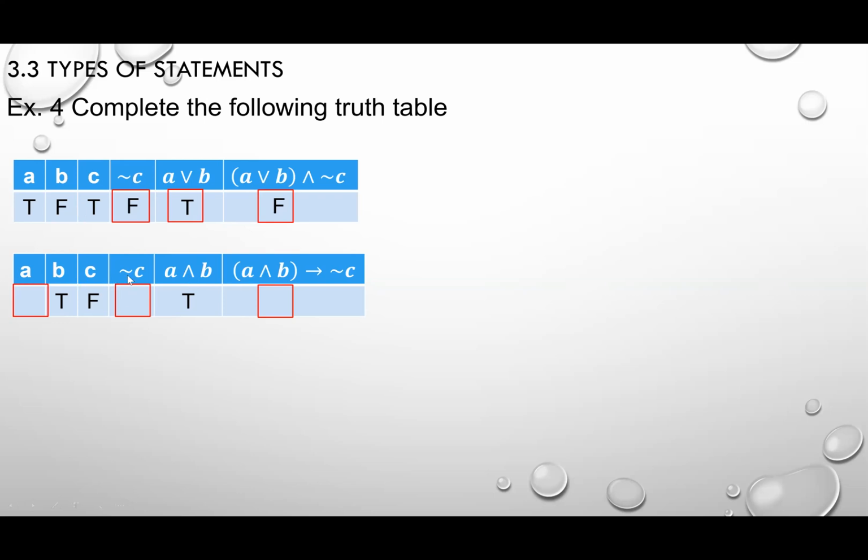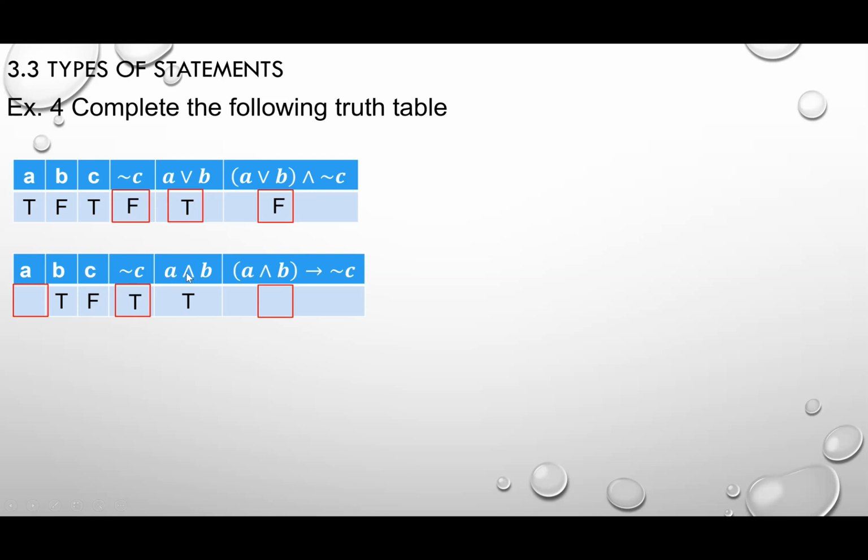And similarly to the top one, we can find the negation of C very easily, because whatever C is, the negation of C tells me the opposite. So in this case, the C is false. The negation of C will be true. And now, we can find this without finding A. But how do we find A? Let me ask you this question.